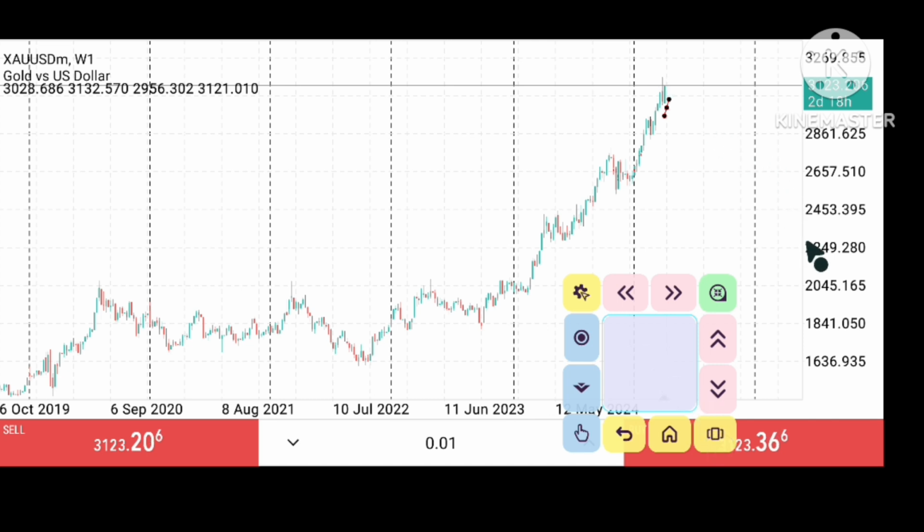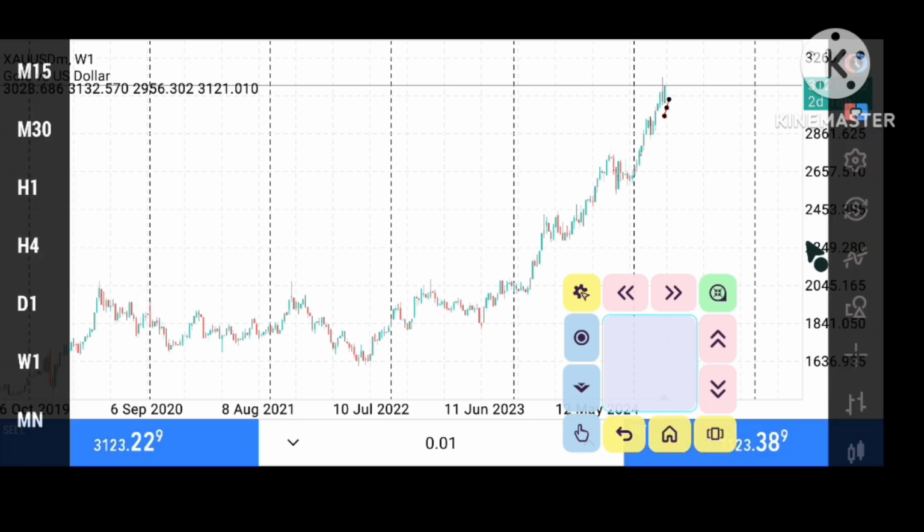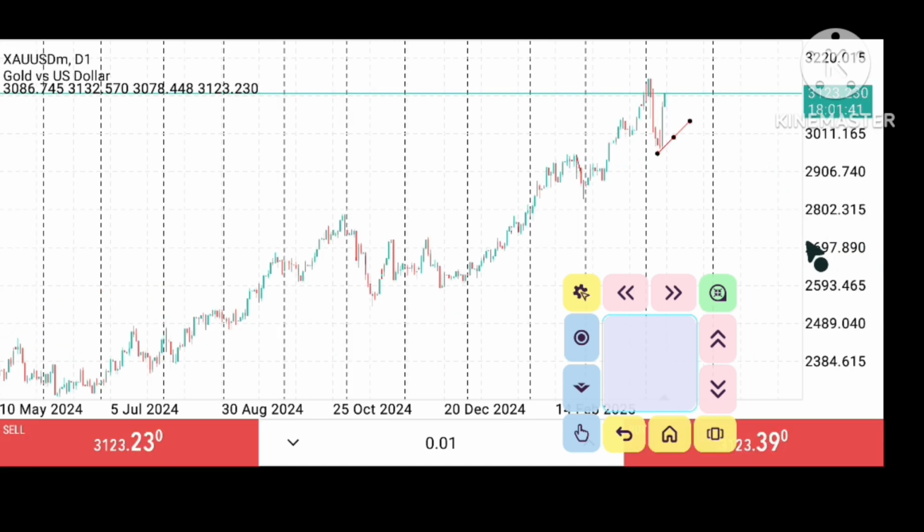Let's zoom in more and go into the daily time frame. So what can we see here? You can see that this is a higher high, and this is a lower high, and this is another higher high, this is a lower high, this is a higher high. Then the market came down from a lower high. So from here, we are still expecting the market to push to the upside.